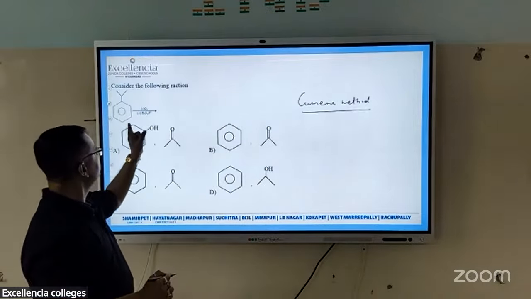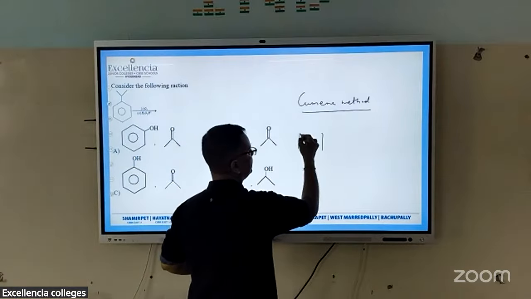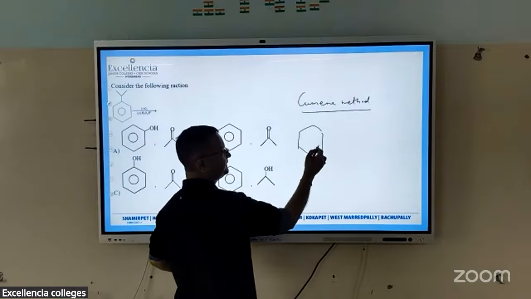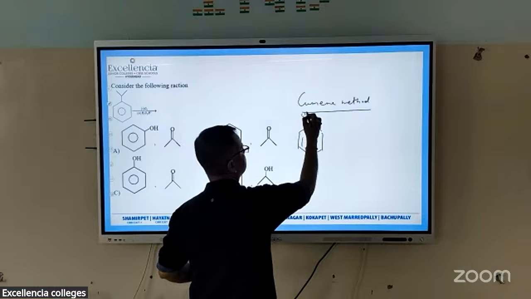Or tell me, what's this one? This is isopropyl benzene, or cumene. We know very well that it has a proper mechanism. So this compound is what? This compound is isopropyl benzene or cumene.